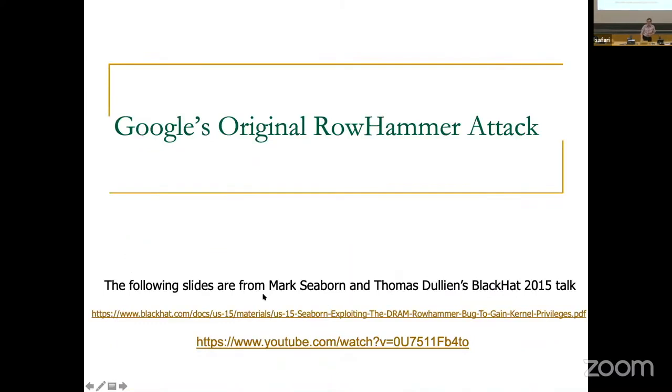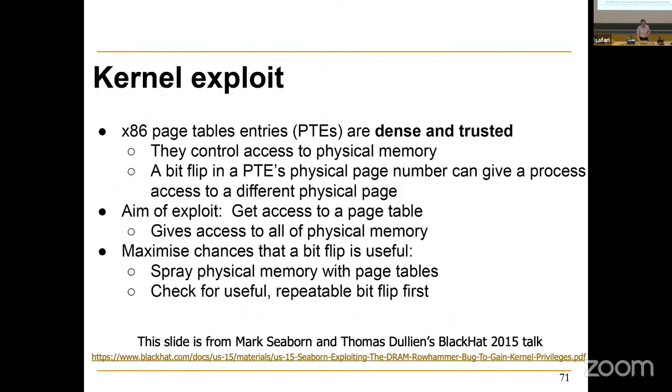So let's take a look at how they did it actually, because now you have, I think, the background to understand this, at least at some level. These are their slides. They basically say, essentially, what we've said earlier, right? Page table entries are dense and trusted. They control access to physical memory. A bit flip in a page table entry's physical number can give a process access to a different physical page. The aim of the exploit is to get access to the page table, write access, I should say. Read access, okay, you cannot do too much with a read access. Write access, you can do a lot. And it gives access to all of physical memory if you do that.